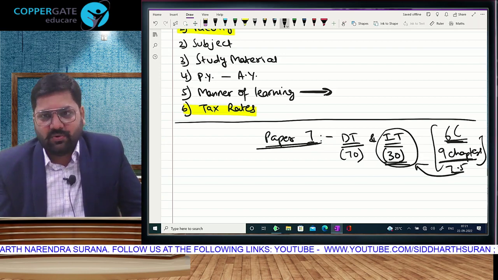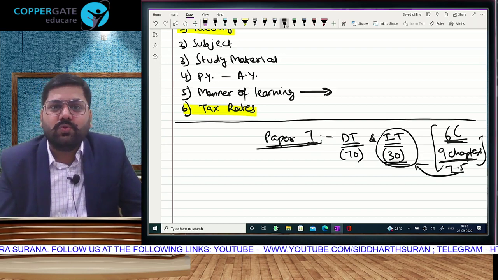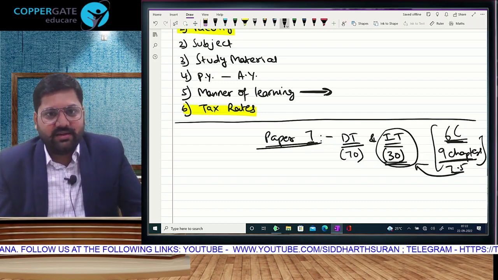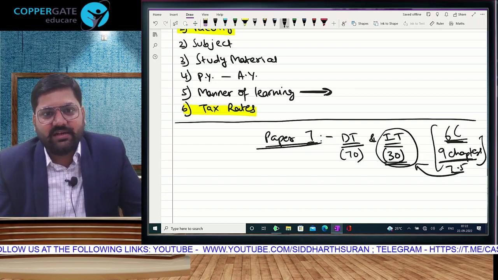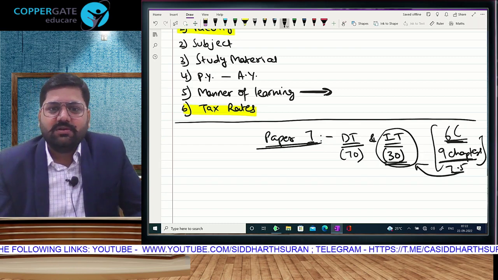The criterion to decide the elective is not the difficulty level. The criterion is to know your interest level. Just because international tax is difficult, you don't get out of it only because it is difficult.